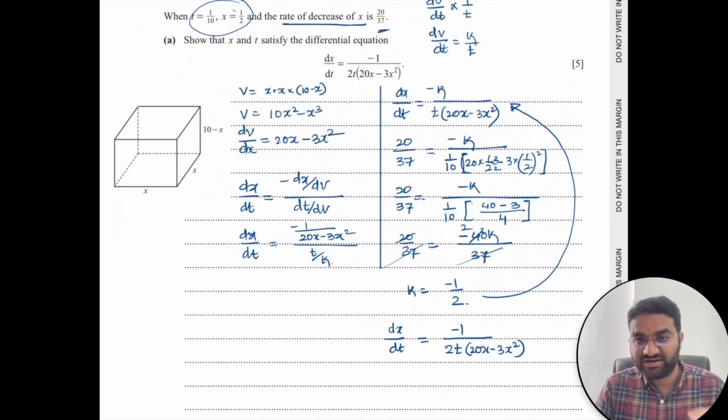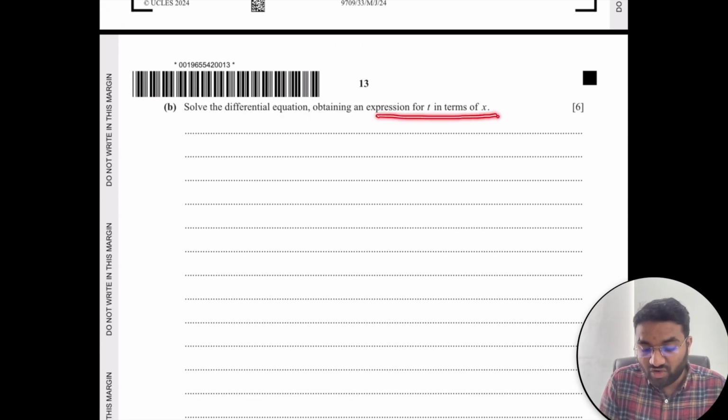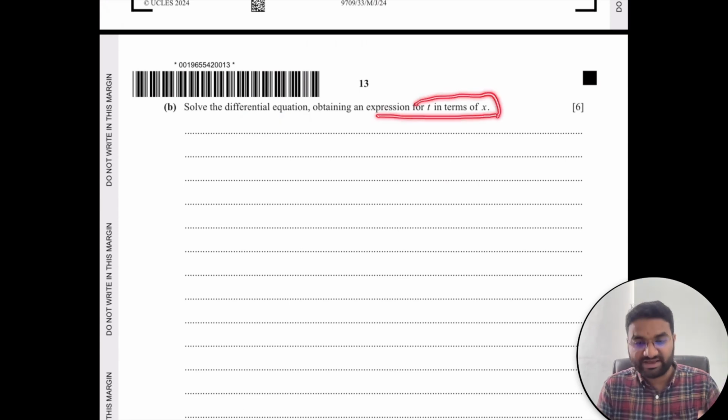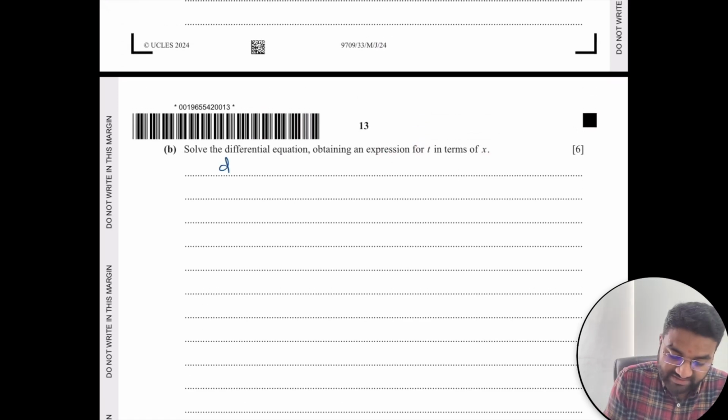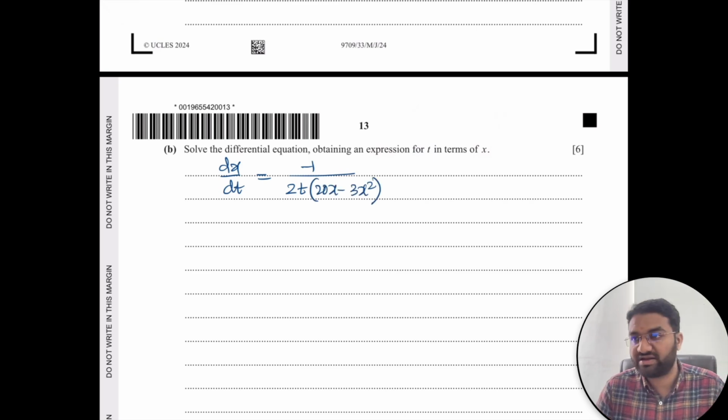Now this is the first part, that is to find out the equation. The second part is to solve the differential equation, obtaining an expression for t in terms of x. We got dx by dt equal to negative 1 upon 2t in bracket 20x minus 3x square. Fine. And we have to rearrange a whole lot of things here to calculate the differential equation.